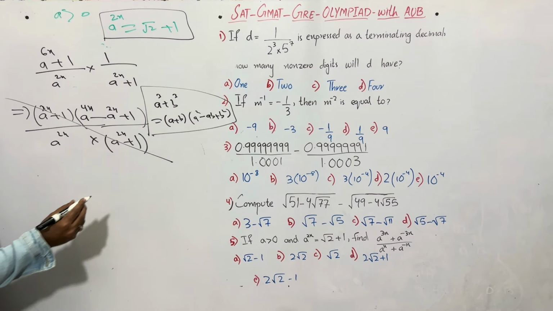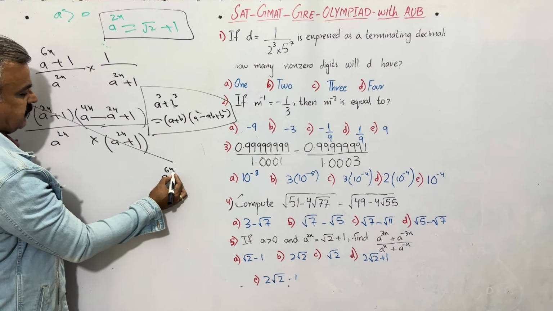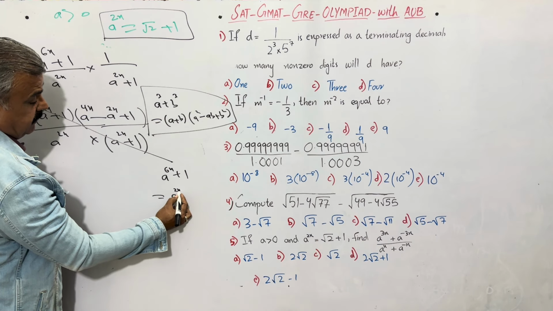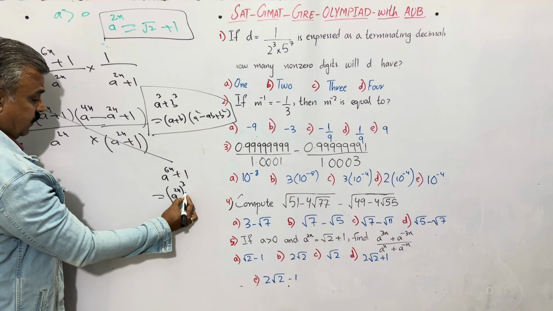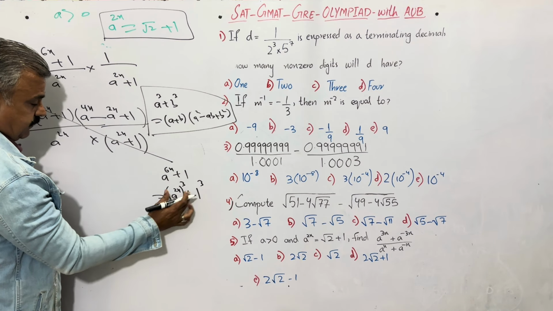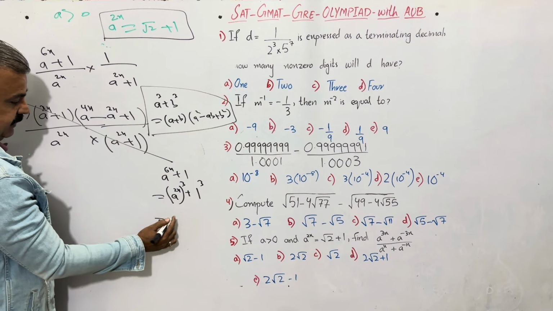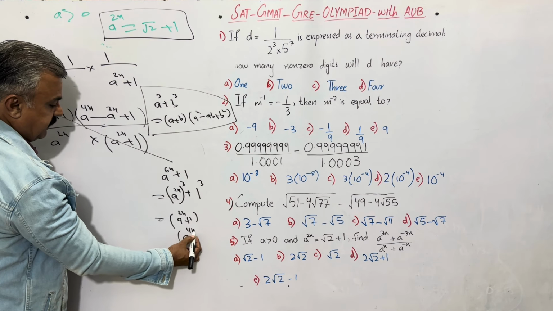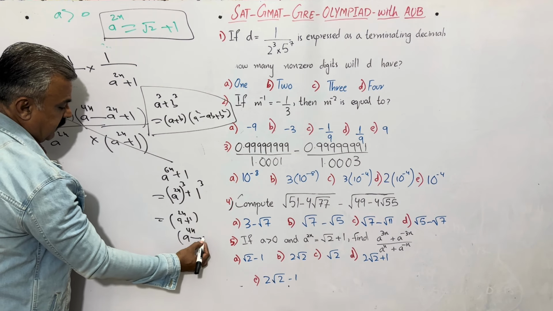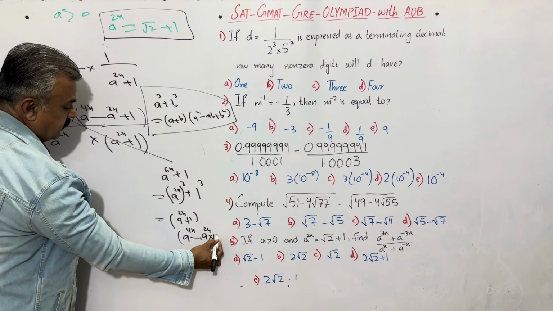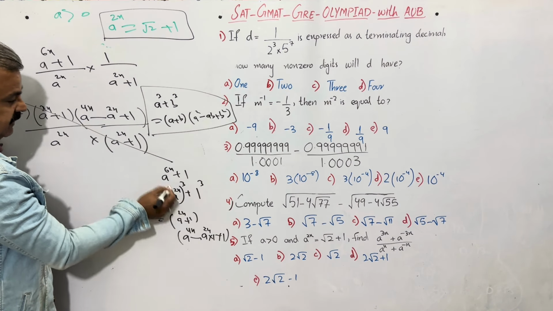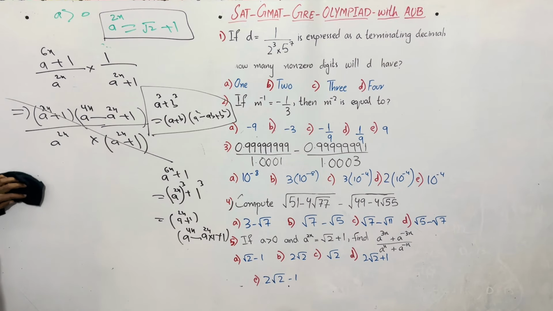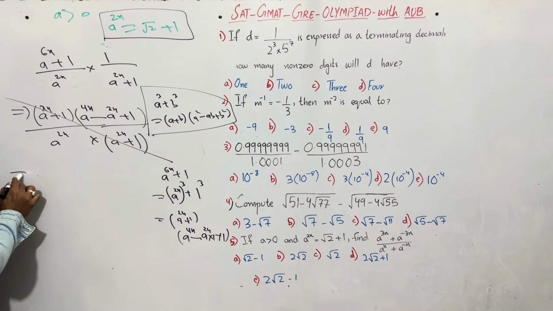I have utilized the fact a raised 6x plus 1. A raised 6x can be written as a raised 2x whole cubed plus 1 cubed. I have utilized this identity here. First bracket without cube, square of first, it will become a raised 4x. Change the sign, multiplying first into second, a raised 2x into 1, plus the square of 1 is 1. I have utilized this identity according to this here. What we are left with, just put values and we are going to arrive at our result.